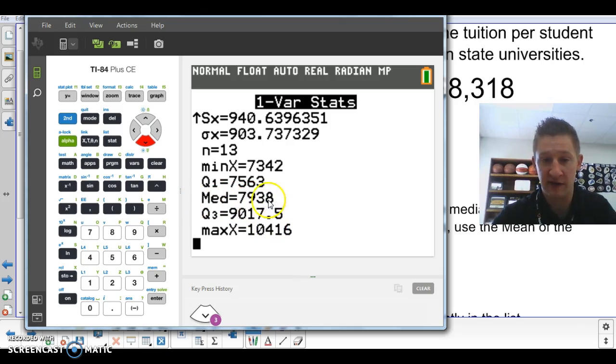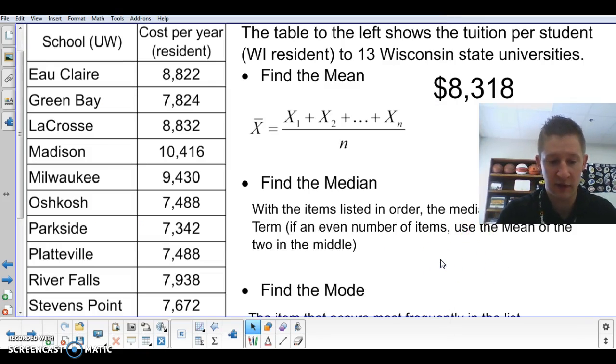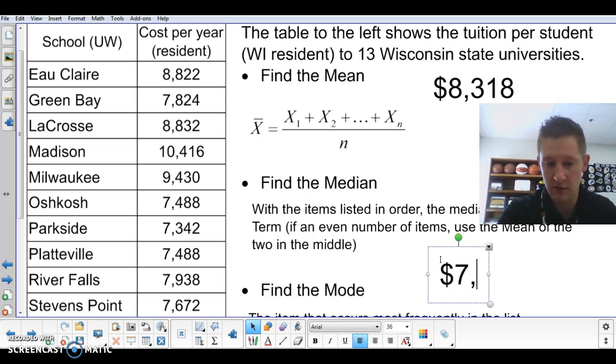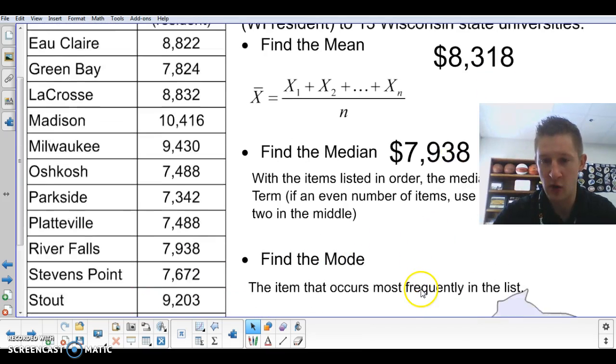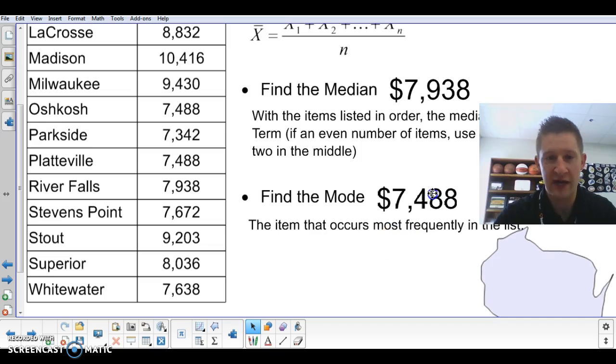Well, there's the middle number, 7938. I'm going to go ahead and add that to our notes here. $7,938. So it looks like that's UW River Falls right in the middle. There's our median. Our mode we already picked out, 7,488, because Oshkosh and Platteville both charge the same thing.